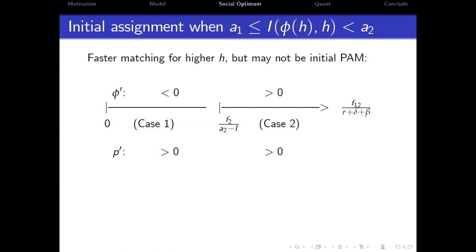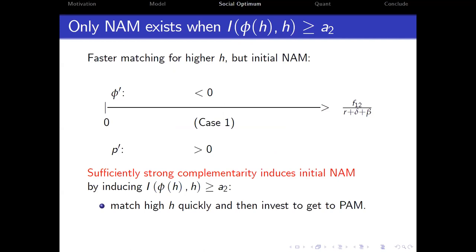So let's push this argument a little bit more. What if the initial investment is even higher? You only get one case left, which is NAM initially, and high skill people are getting matched more quickly. So this is the answer to Philippe's question.